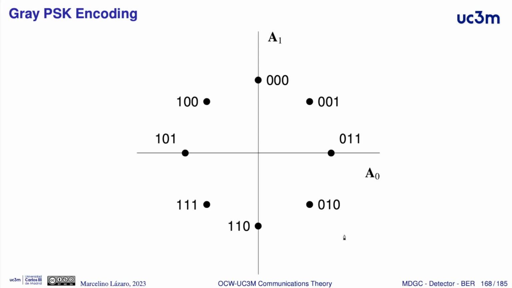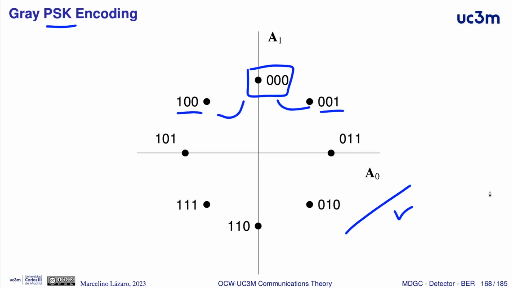Here we have another example of Gray encoding for a PSK constellation. If we have a symbol with a binary assignment, the two symbols that are at minimum distance will have binary assignments with only a single bit different with respect, in this case, to 0, 0, 0. This is Gray encoding. This is the optimal technique for binary assignment.